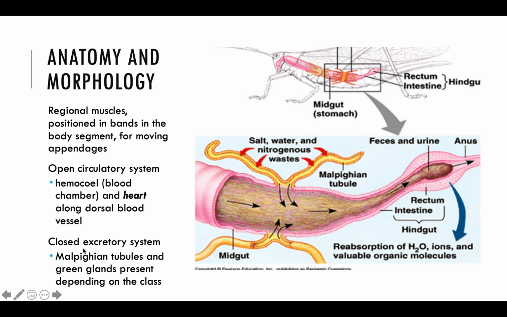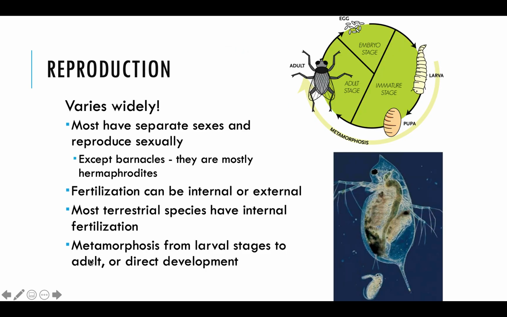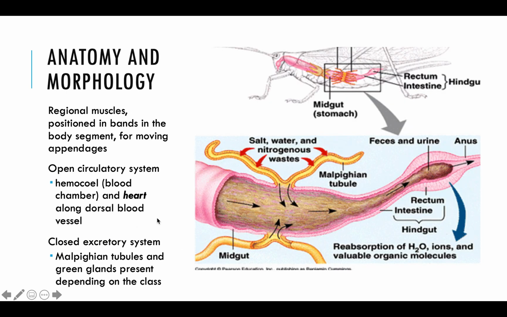Okay. We do have a closed excretory system, and in some of these arthropods, we have what are called Malpighian tubes and green glands. So it just depends on the class. So when we get to talking about different classes, make sure you make note of how they excrete waste.